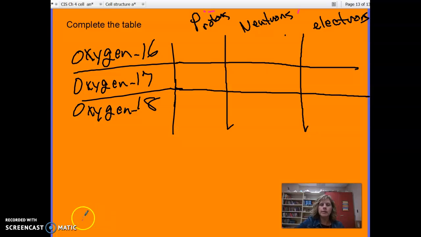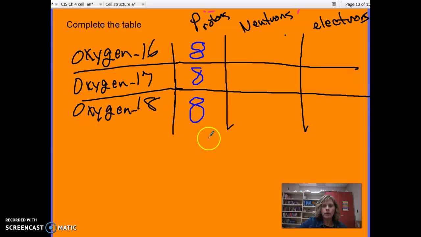Okay, for a quick little lesson on isotopes. If I look at oxygen, oxygen has 3 common isotopes: oxygen 16, oxygen 17, and oxygen 18. If I want to know how many protons are in oxygen, I can look at the periodic table and see that oxygen has an atomic number of 8. So I know that oxygen has 8 protons, and that would be true regardless of which isotope we're talking about, okay?